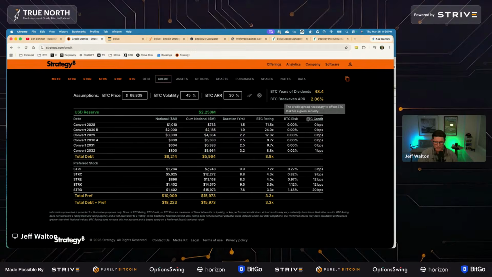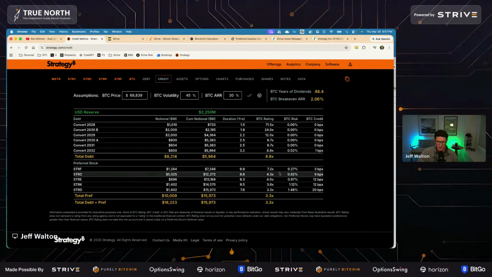Now, the other thing I want to talk about here is the credit. The credit, which I think is the most interesting and most fascinating piece here, is the credit spread necessary to offset the BTC risk for a given security on an annualized basis. So as you can see here, BTC risk is the probability that the BTC rating falls below 1 at the end of the duration period. So this is like a long-term measurement of risk.